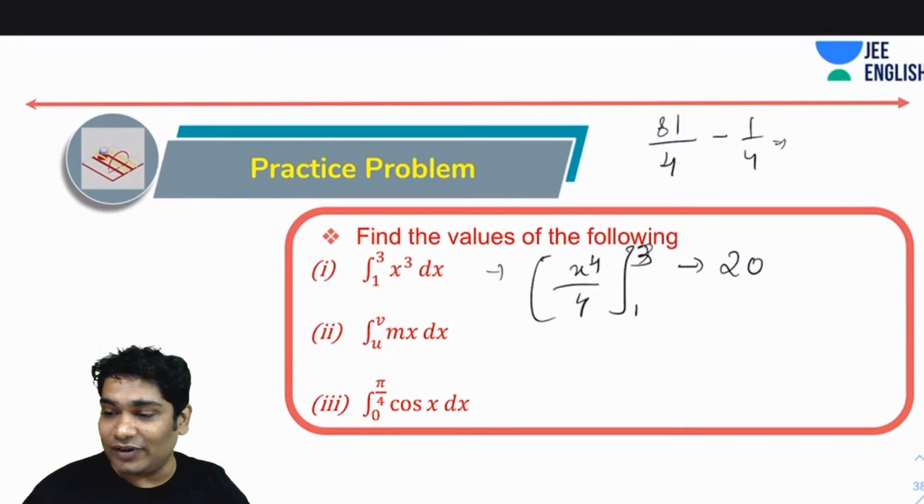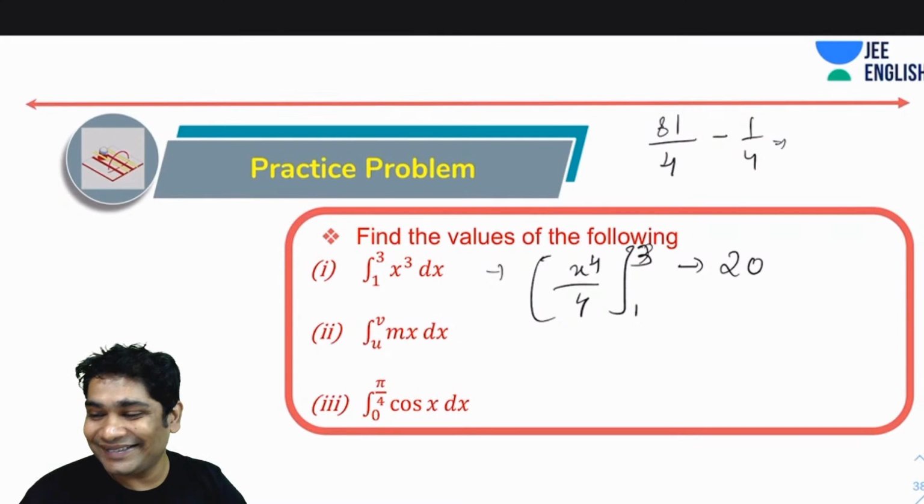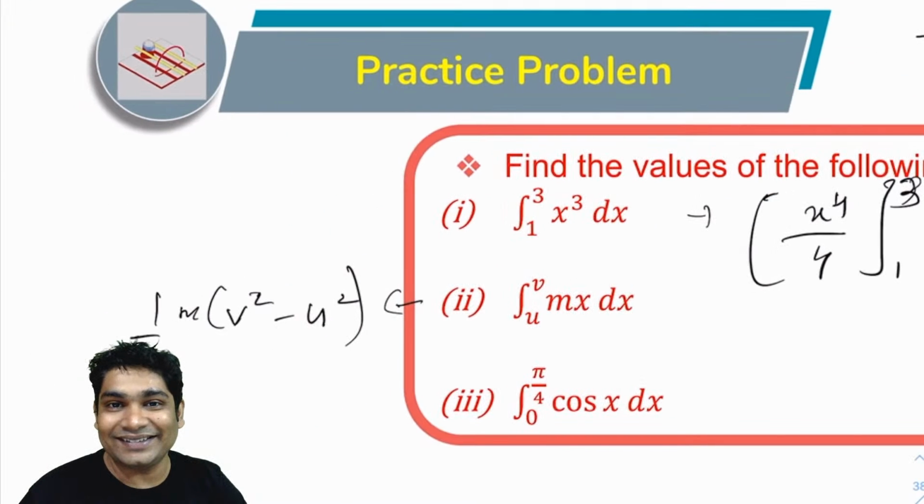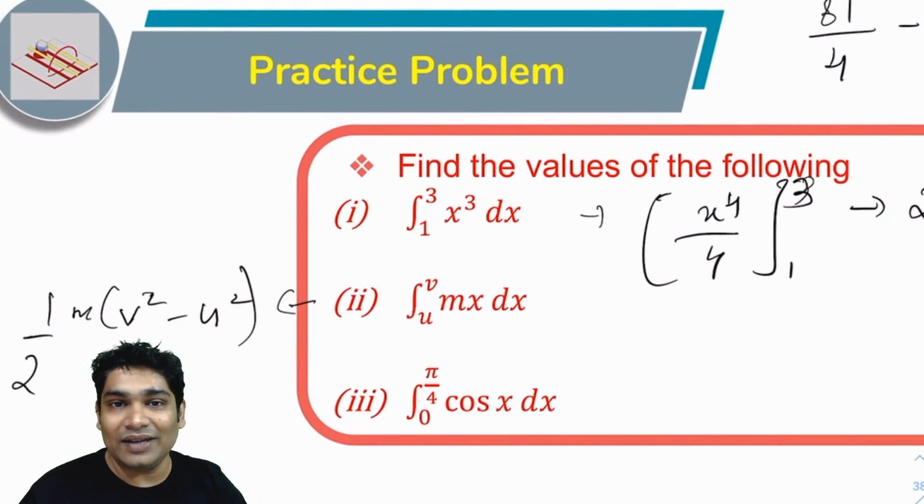That is correct, Farhan. Yes, that is also correct. This will be 1 by 2 m, v square minus u square. Well done. 1 by 2 m, v square minus u square. Yes. Great.